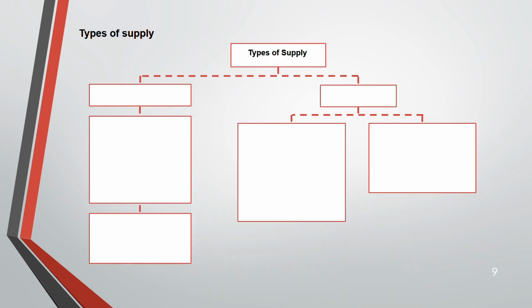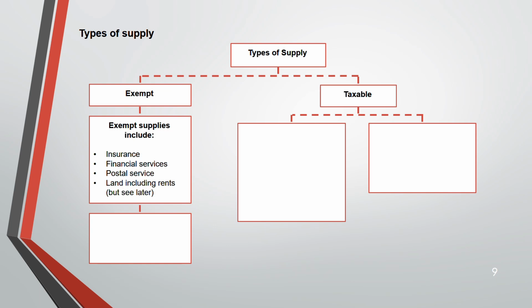Now, there are various types of supply. You have to categorize the types of supply. One is exempt supply, the other one is taxable supply. Exempt supply, by the word itself, is exempt from VAT. It includes insurance, financial services, postal services, and land, including rents, but there are some rules for land that you have to see later. So traders making exempt supplies only cannot register for VAT and cannot reclaim input tax. Because they are exempt, they cannot even reclaim the input tax.